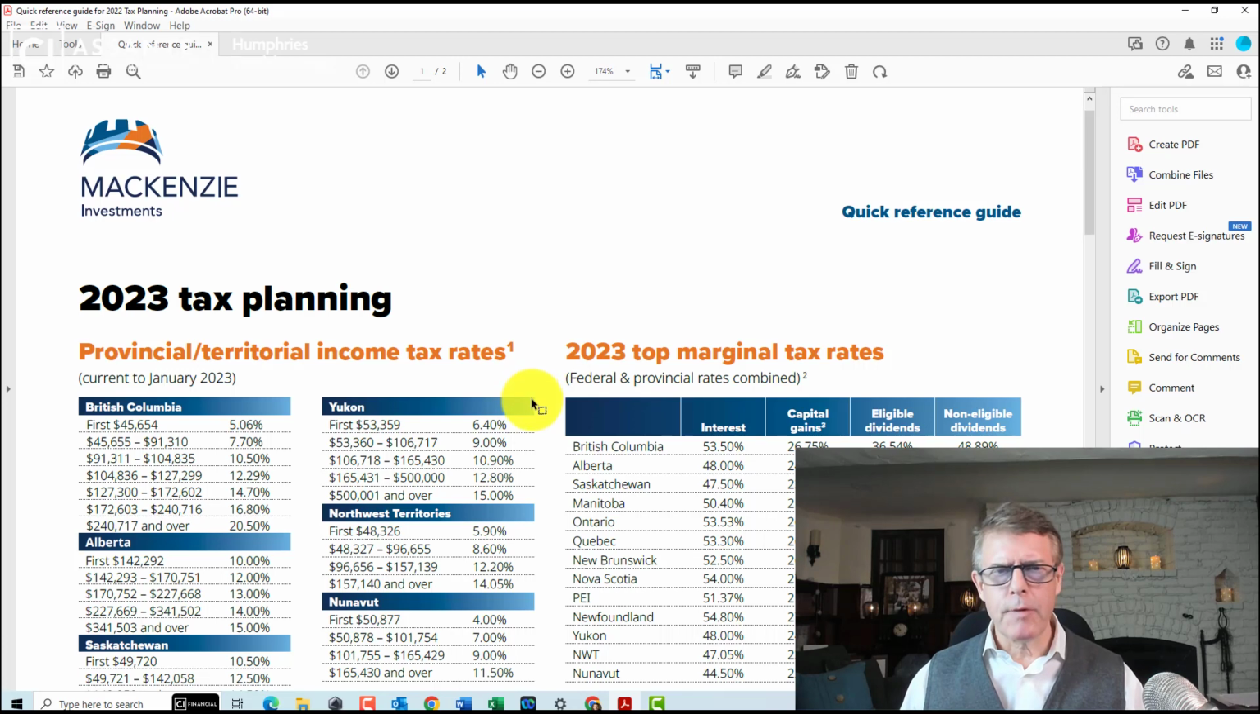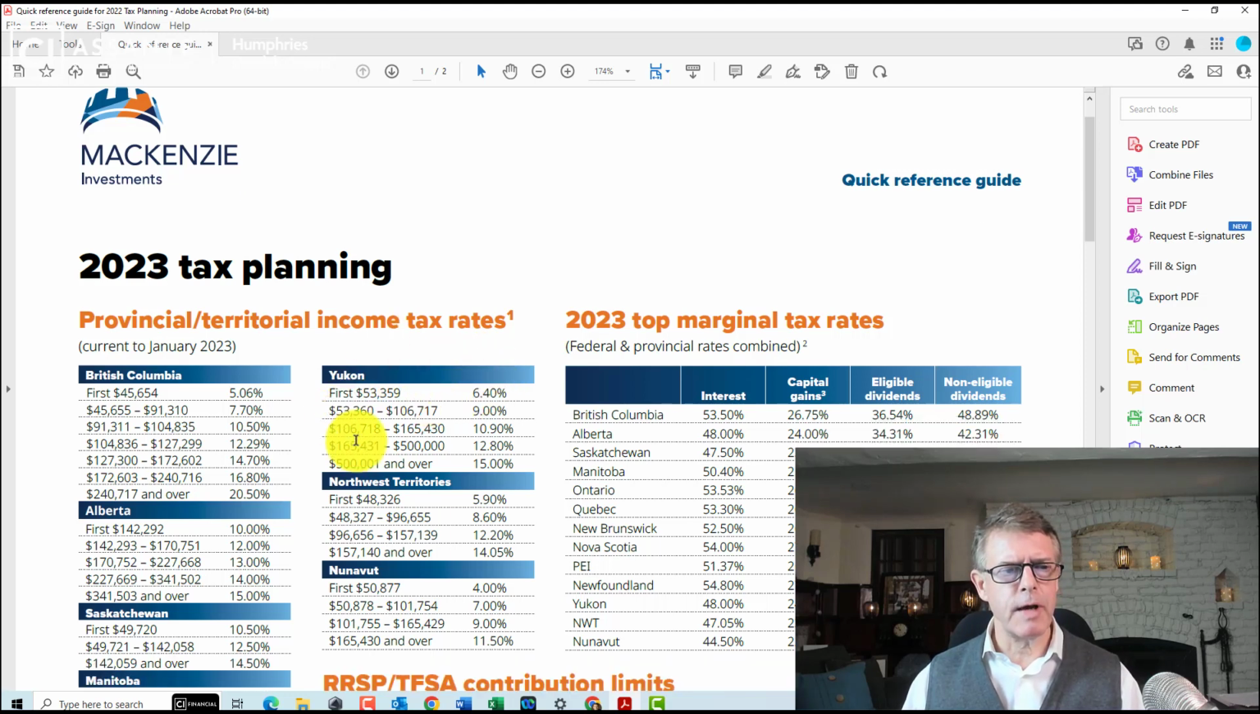Okay, let's take a look at the 2023 tax planning guide. This is a great reference guide that was put out by Mackenzie Financial, or Mackenzie Investments. And again, the way you can get a hold of this guide is simply to visit our website. There's a link in the show notes, and it'll take you directly to a link to grab hold of it.